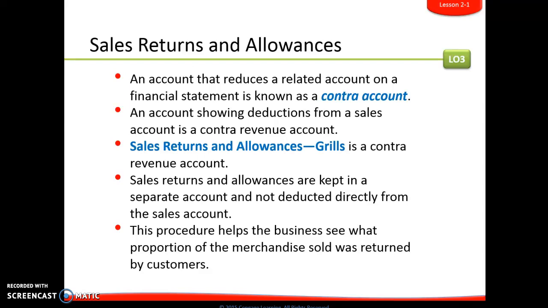So there they just stated that again, sales returns and allowances, grills is a contra revenue account. Sales returns and allowances are kept in a separate account and not deducted directly from the sales account so that we can keep track of that. This procedure helps the business see what proportion of the merchandise sold was returned by the customers.